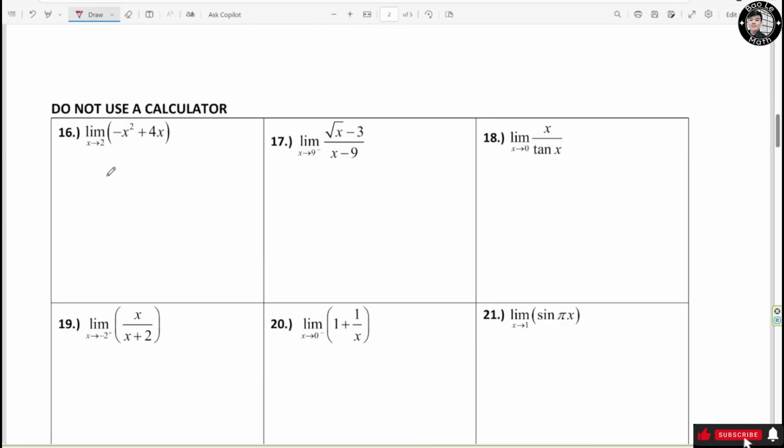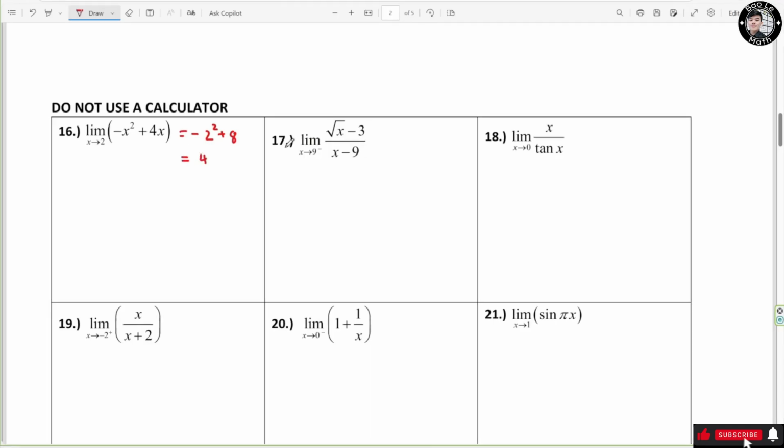Now question 16. Limit of the function -s² plus 4s when s approaches 2. Substitute 2 for s. So it's going to be -2 squared plus 8. So it's going to be 4, right? Question 17. Limit of square root of s minus 3 over s minus 9 when s approaches 9 minus, right?